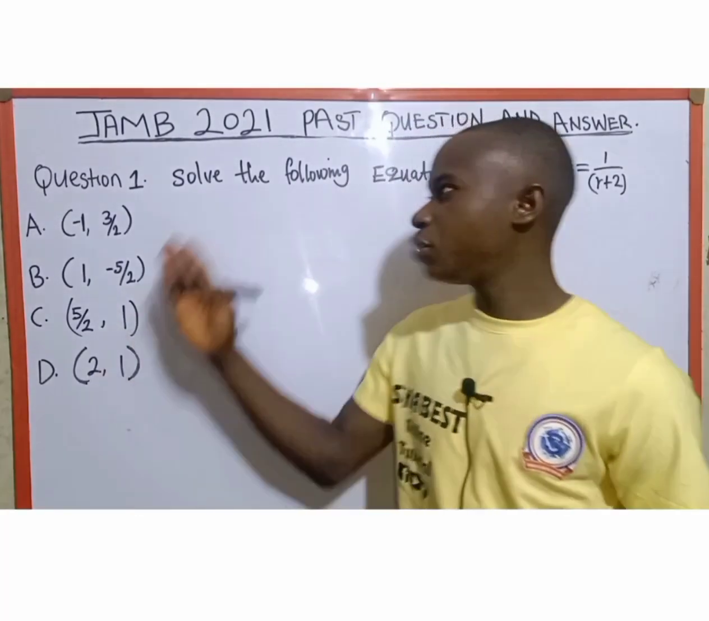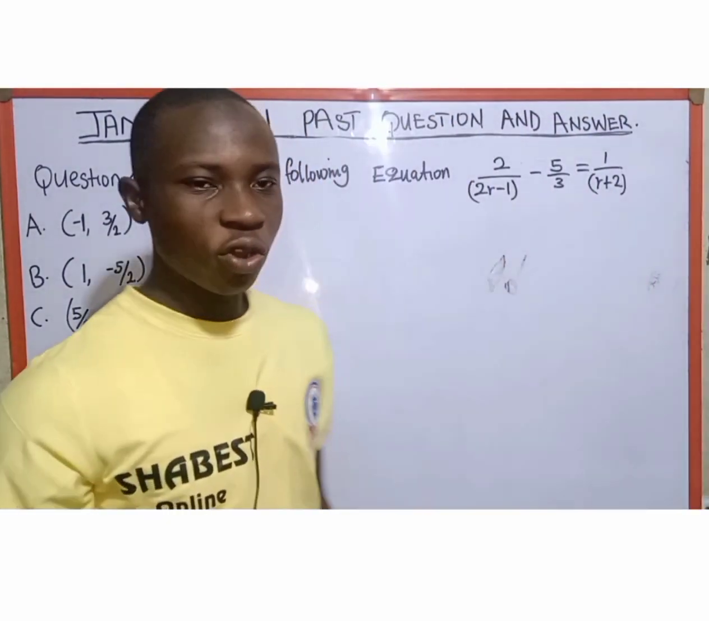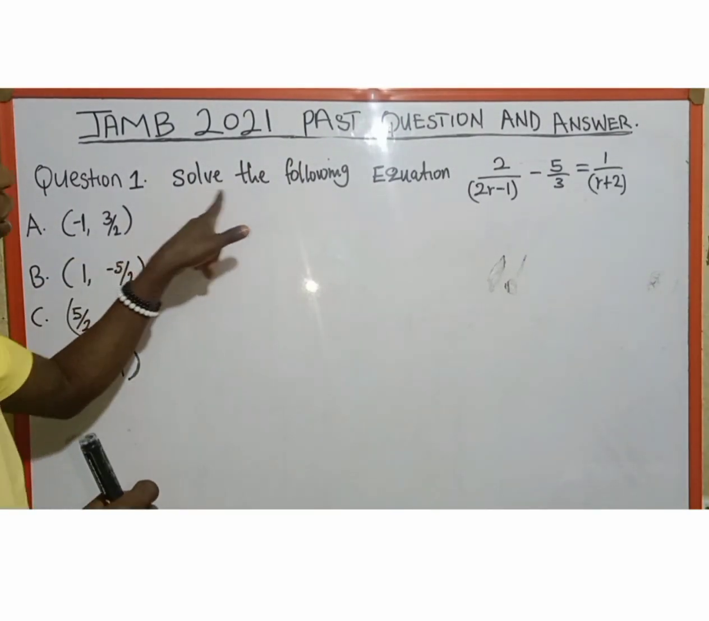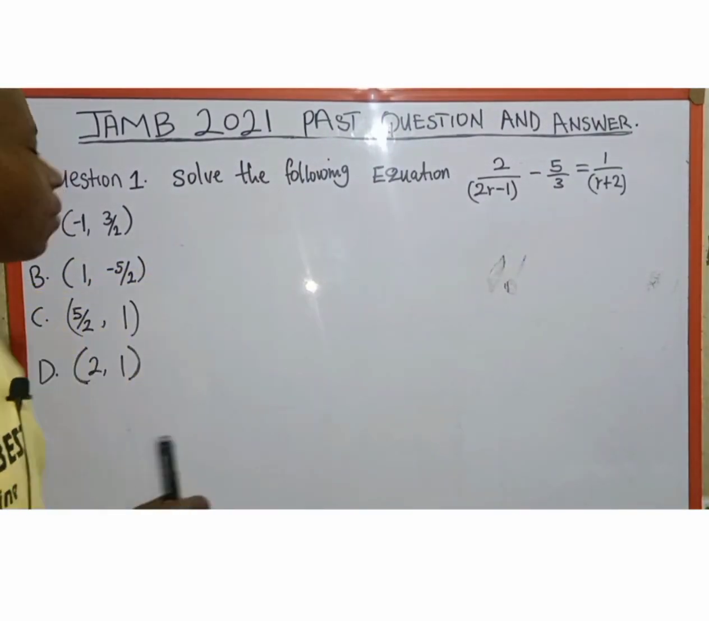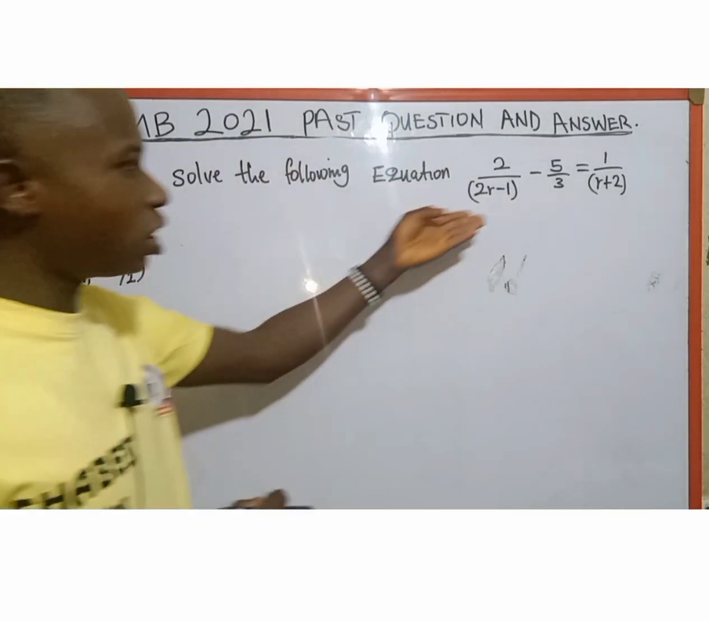On the board here we have JAMB 2021 past question and answer, and this is question number 1 in JAMB 2021. The question reads: solve the following equation, and we are provided with the available options. So let us start solving. So this is my equation.